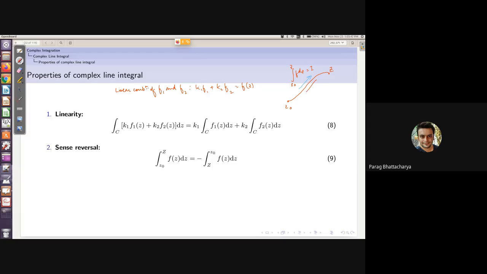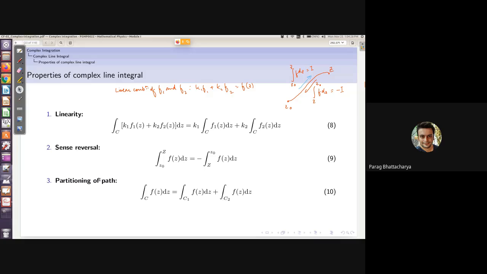But if I integrate in the opposite direction, the integration from Z to z naught of the same function will give me minus I. The line integral that you get in one direction along the same path, not along a different path, and then when you come back in the opposite direction, the values you get in the two directions will be inverse of each other. So there will be a minus sign included. Whenever you have a sense reversal, you have to include a minus sign as well.